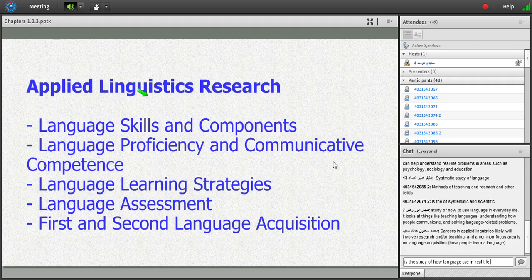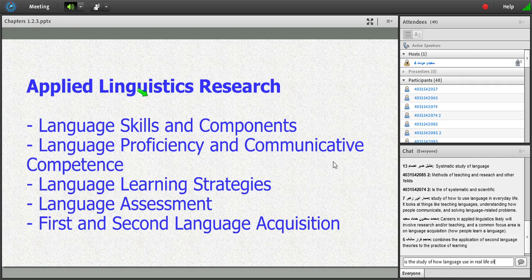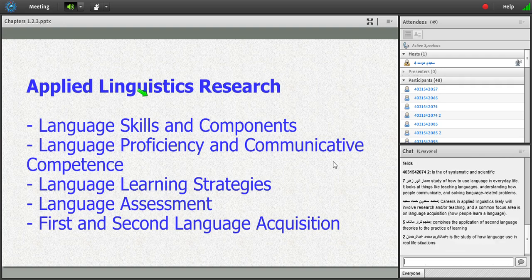The study of how to use language in everyday life, things like teaching, understanding how people communicate, and solving language-related problems. Exactly. Careers in applied linguistics will involve research, teaching, and a common focus on language acquisition. That's right. Application of second language theories to the practice of learning. Good one. So we apply theories. That's right. And the study of language is used in real life situations.